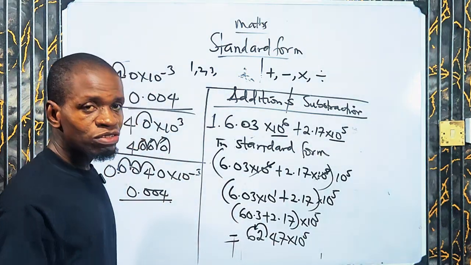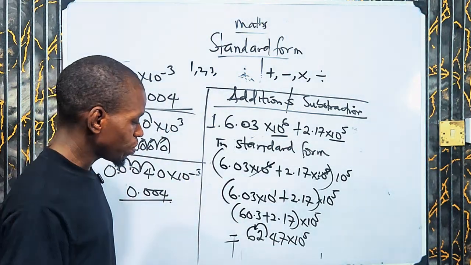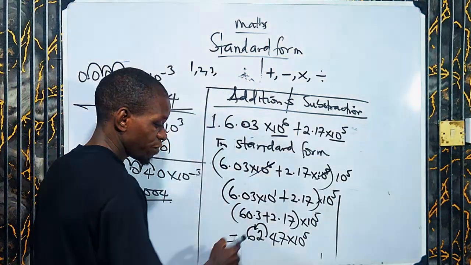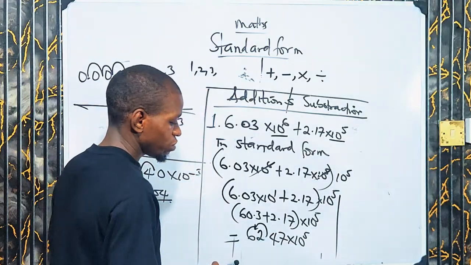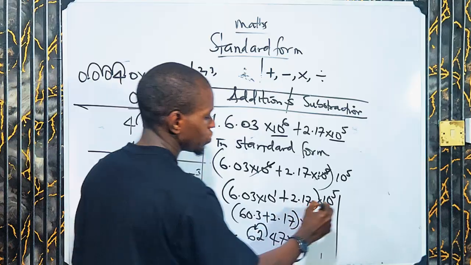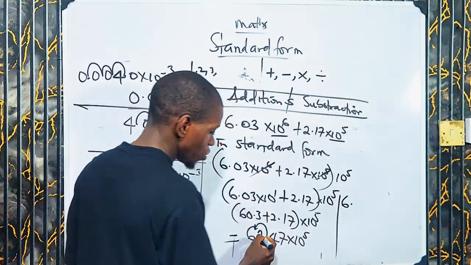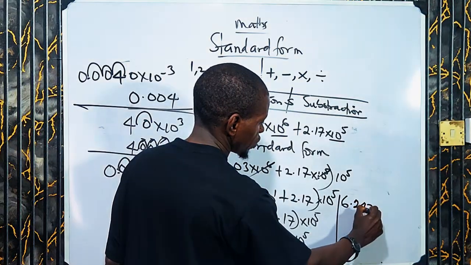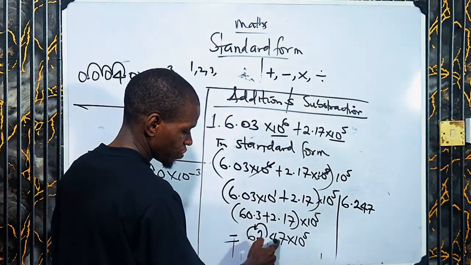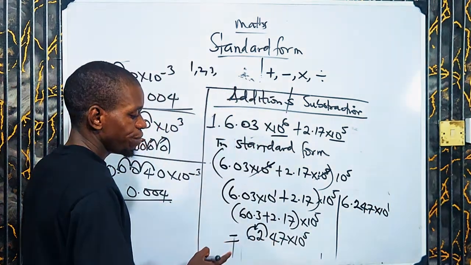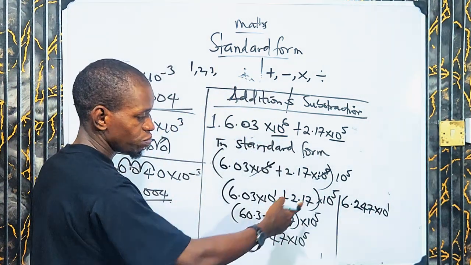From back to front is going to be what now? Is it going to be negative or is it going to be positive? Check where I told you that. From back to front is going to be what? Positive. So you are going to have it at 6 points. You only moved it once. So have it at 6.247 times 10 to the power 1. Why is it 1? Because from back to front is positive.